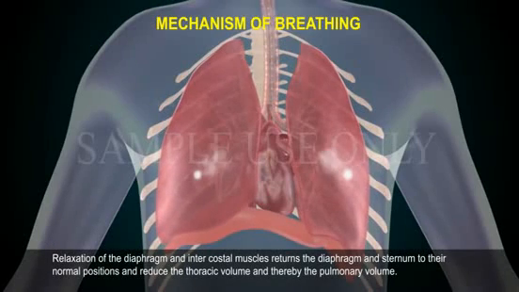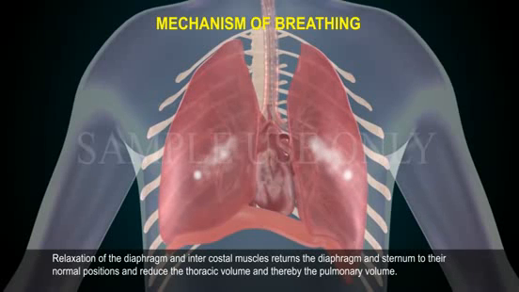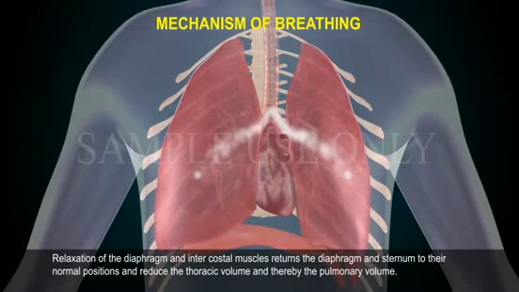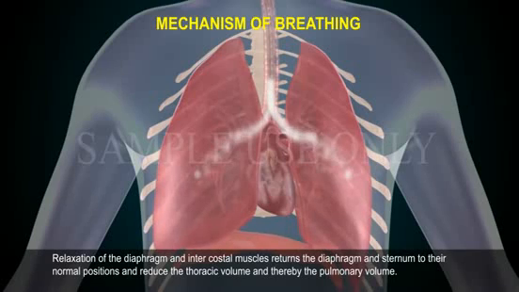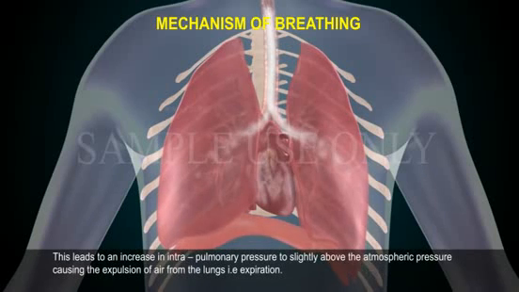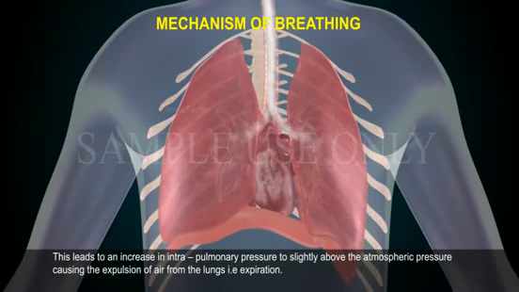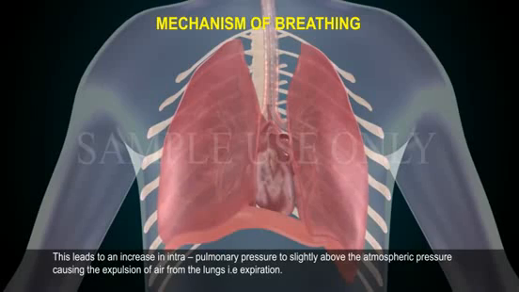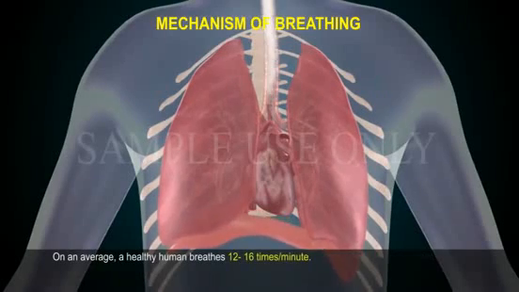Relaxation of the diaphragm and intercostal muscles returns the diaphragm and sternum to their normal positions and reduces the thoracic volume and thereby the pulmonary volume. This leads to an increase in intrapulmonary pressure to slightly above the atmospheric pressure, causing the expulsion of air from the lungs. That is, expiration.